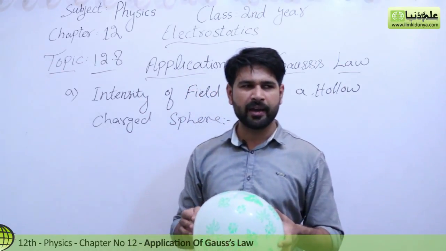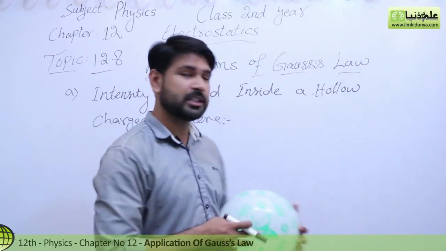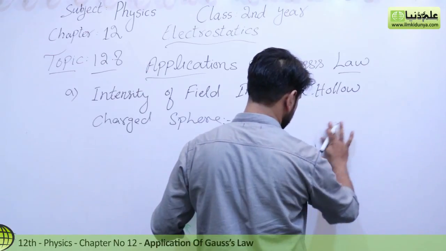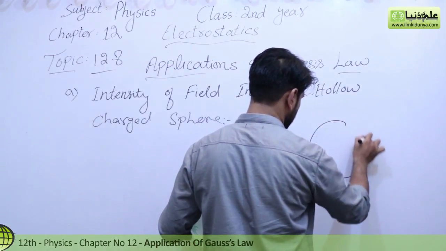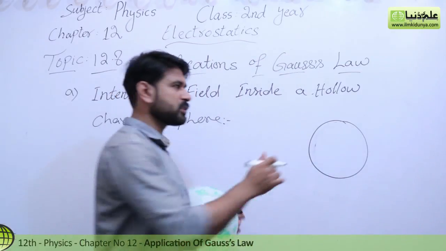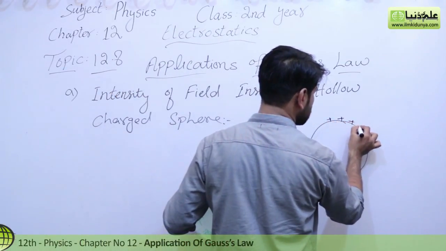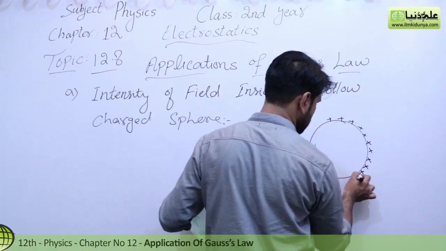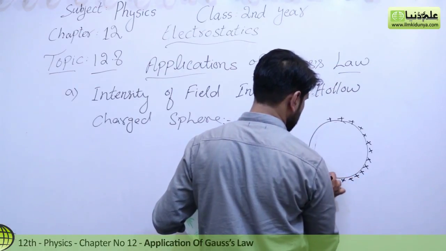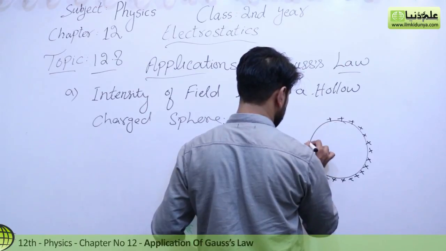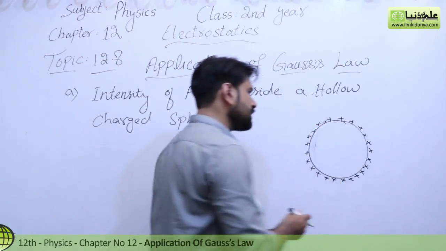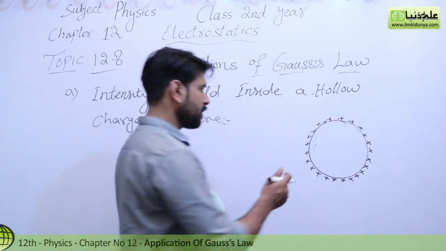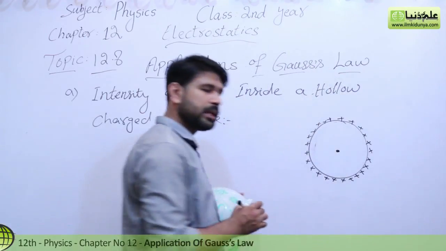Suppose we have another surface, which we can represent by a sphere. This is a sphere which is positively charged, but not inside, only outside. Actually, we charge the surface. There is a charge outside, not inside. We intend to find the E inside. There is no charge inside.